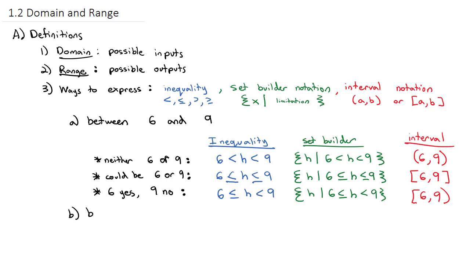What if I just wanted to show below 9? Not 9, just strictly below 9.